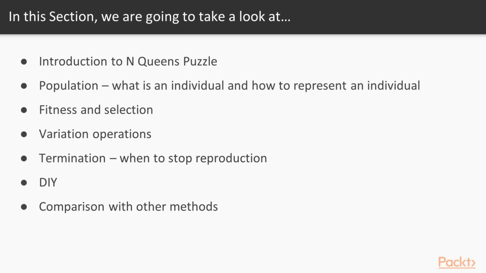Then we will learn how to evaluate the fitness of an individual and how we can select them for reproduction. Later, we learn how to create a new set of individuals using reproduction in evolutionary search. After that, we will learn how to stop reproduction and get the solution for N Queen's puzzle.